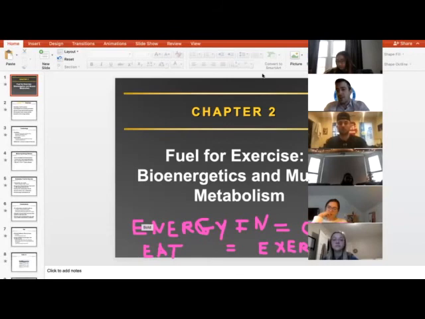So this energy in, energy out, energy balance equation that I'm supposed to sit up in front of class and teach, it's not that easy, because eating is a behavior that can be caused by so many different things, and exercise is a behavior as well. So what we have to do is maybe find the root cause of the behavior that makes most people eat too much and not exercise.